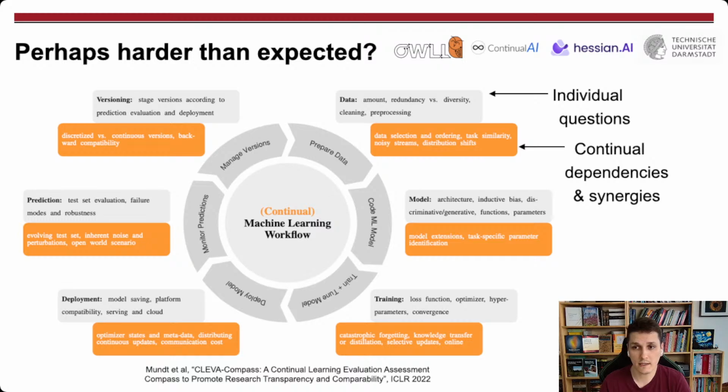So we've said that on the data box around the top right of the circle, we would ask ourselves questions surrounding, for example, how much data do we need? Is it redundant? Is there enough diversity present? How do we need to clean it or pre-process it? And then we've asked ourselves questions on what's a suitable model architecture, which inductive biases do we need for a task, etc. But hopefully during the course, we've realized that a lot of these questions are somewhat individual questions, in the sense that they get addressed almost in isolation, I would say.